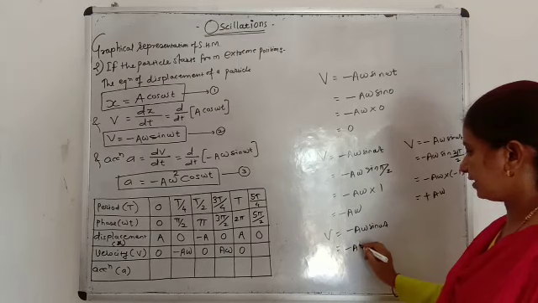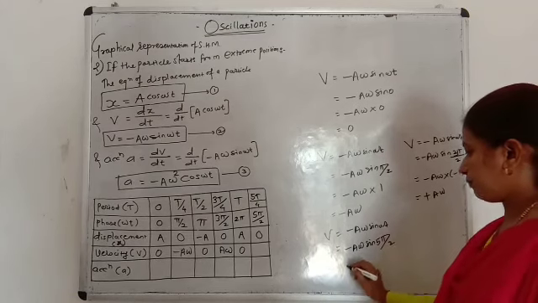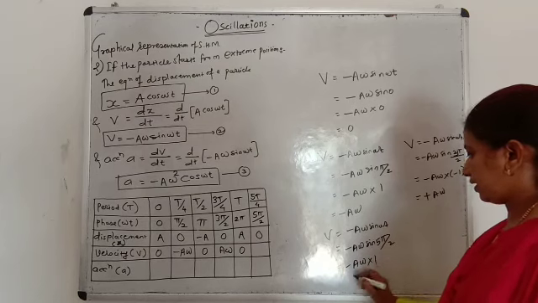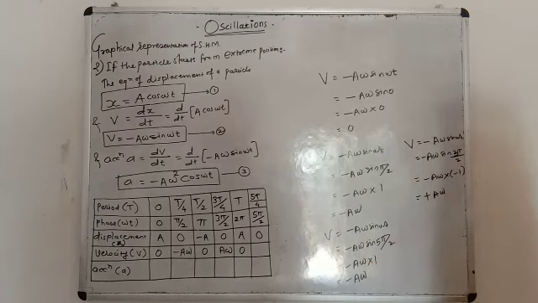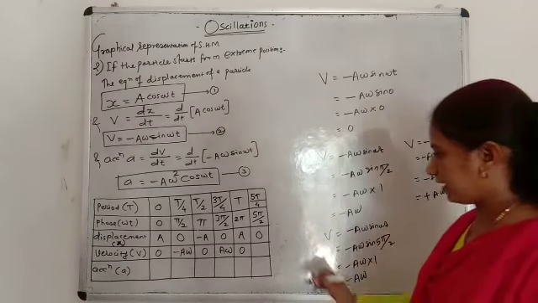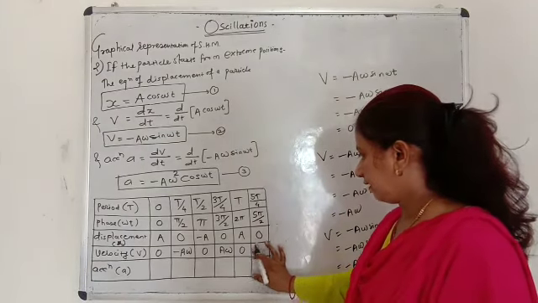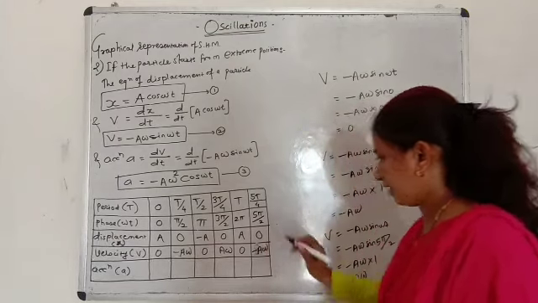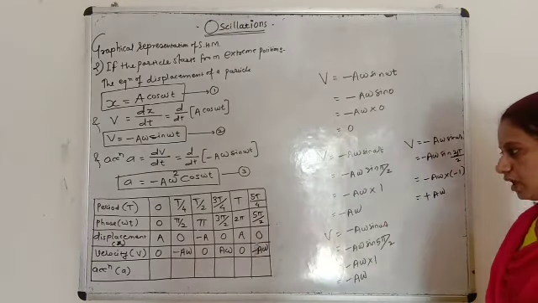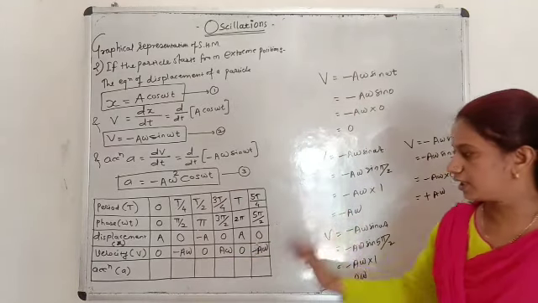So here minus a omega sine of 5 pi by 2. It becomes 1. So here this becomes 1 into minus a omega. This becomes minus a omega. So the value of the velocity when the phase is 5 pi by 2 becomes minus a omega. Now likewise, calculate the value of acceleration.